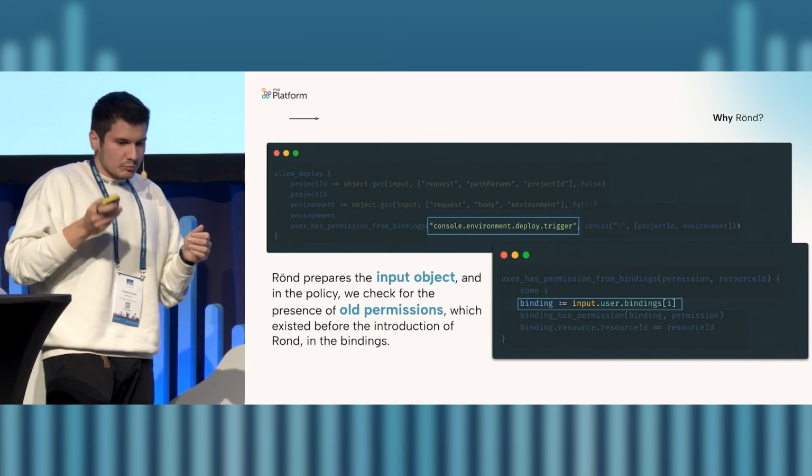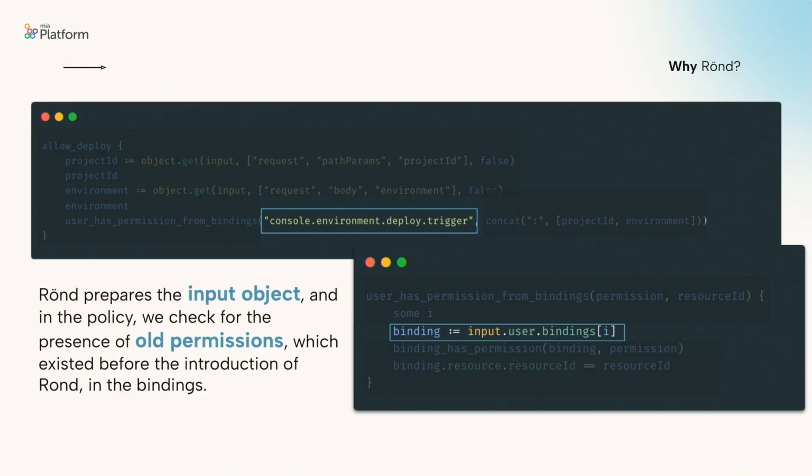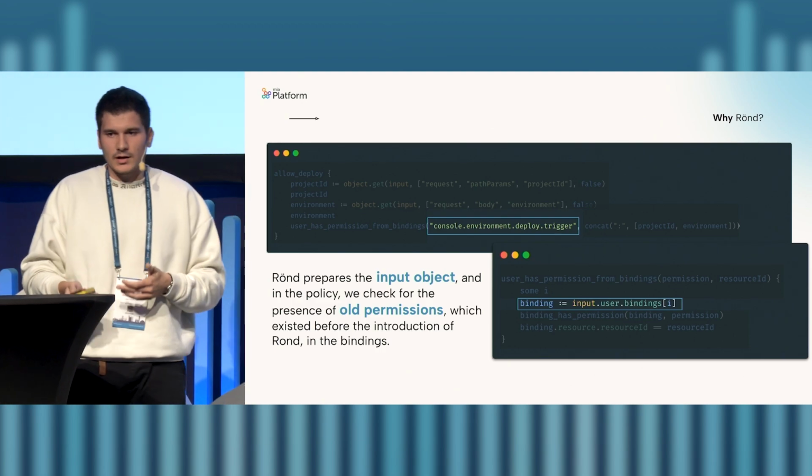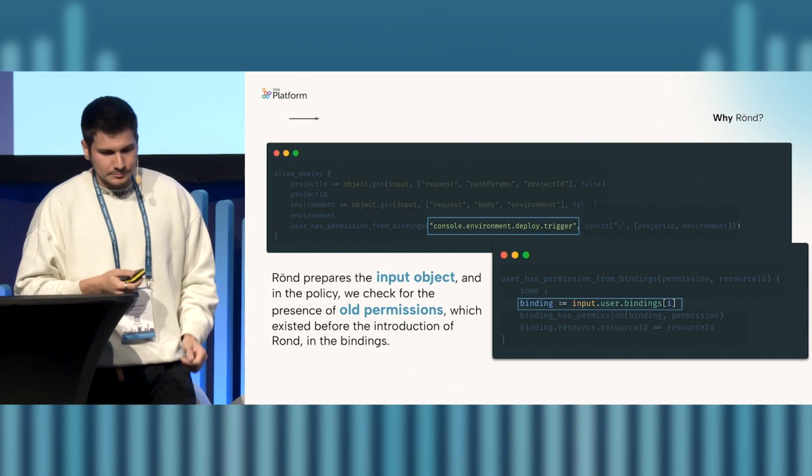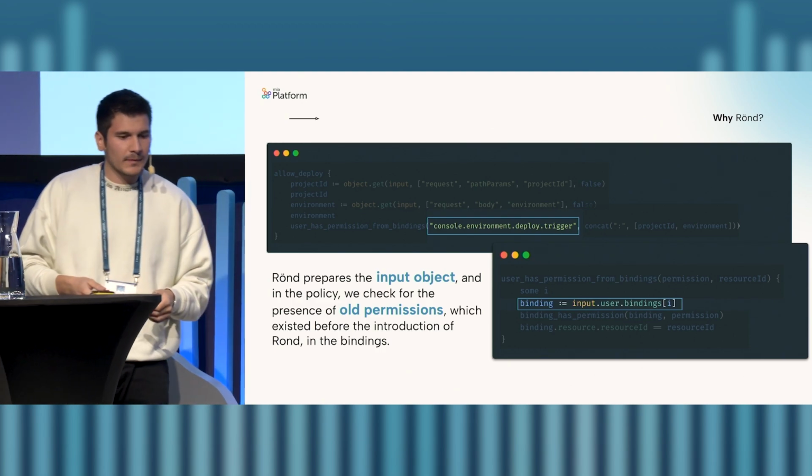And this is an example of how we in real life use Rönd to manage the workload deployments in our console. As you can see, we are able to use the old permission formats that existed before Rönd, just by searching them in the bindings that Rönd provides by decoding the JWT token.